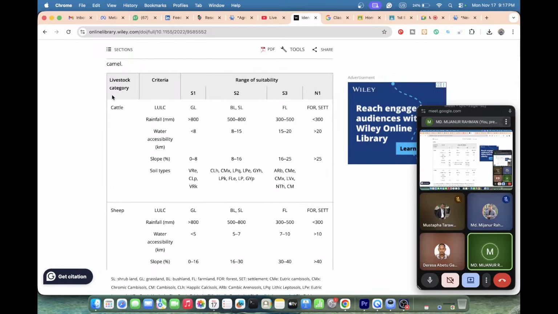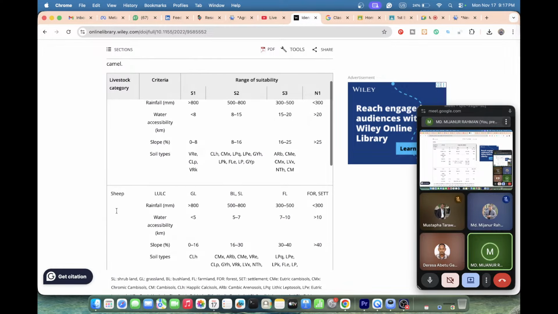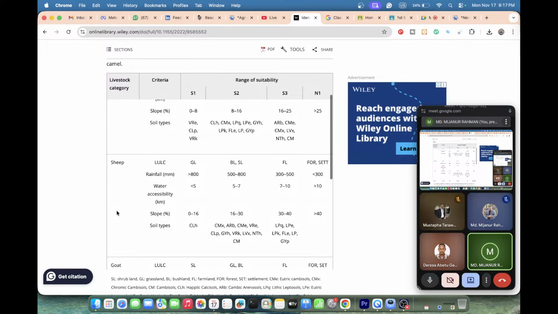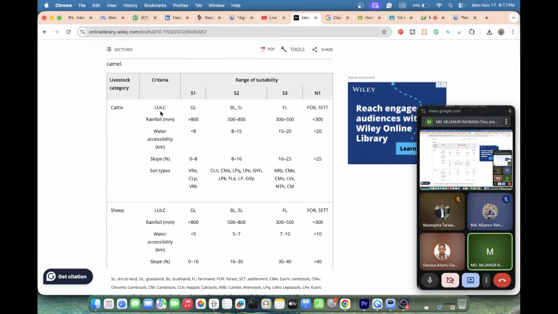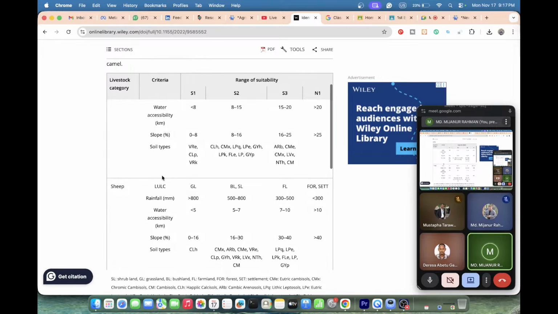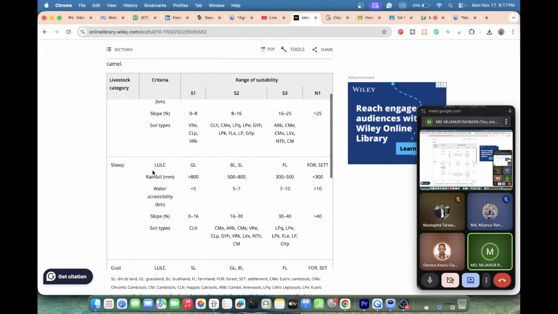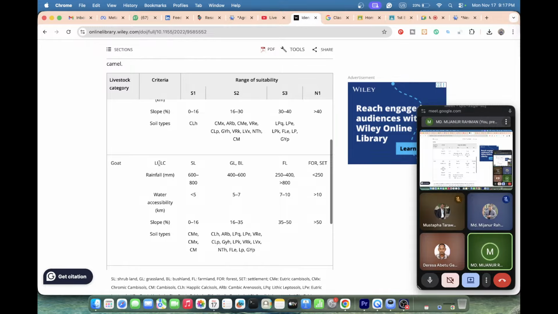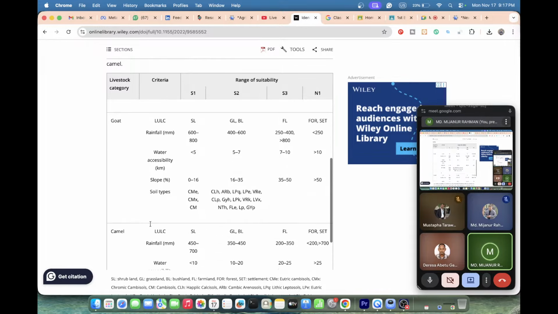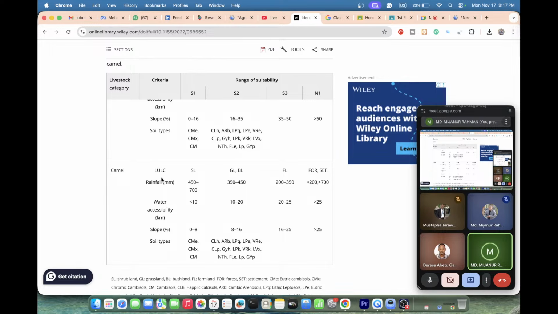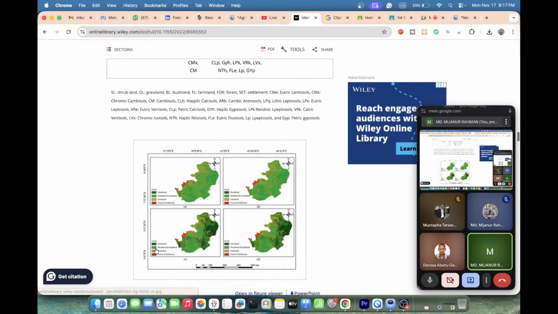And then further we try to identify the livestock category. Suppose cattle, then sheep, okay. For this we identify factors like land use land cover, rainfall, water accessibility, mainly distance to water or proximity to water, then slope, then soil type, for the study area. And you can also see that for the sheep we use these factors, and you can also see the goat, okay. So different types of livestock. For the goat we use these factors. Then for camel we use these factors, okay.